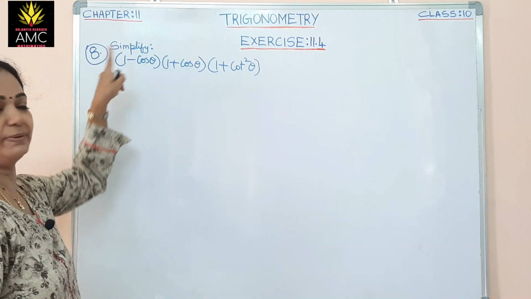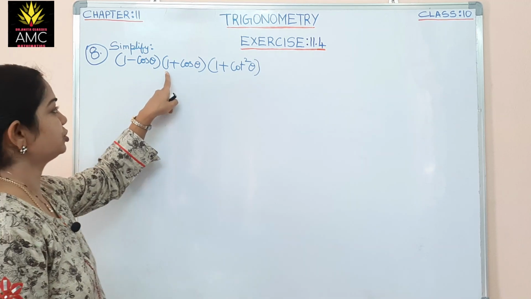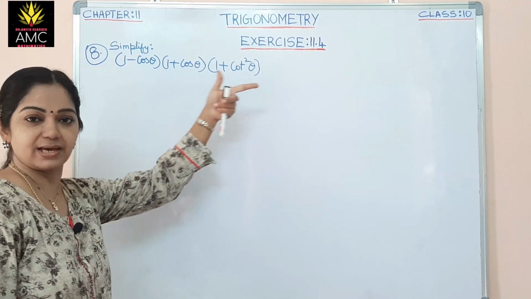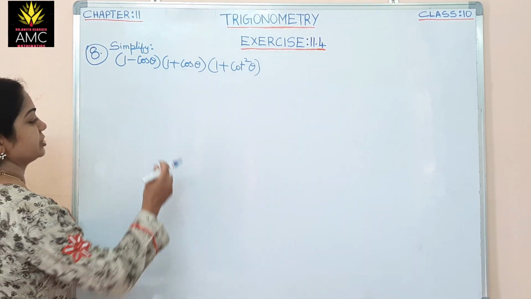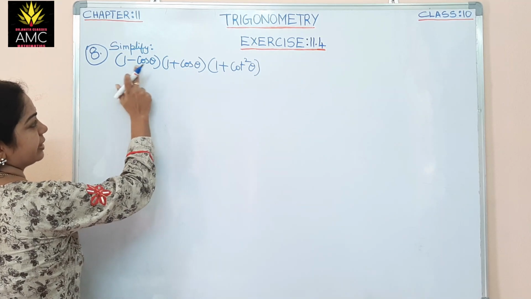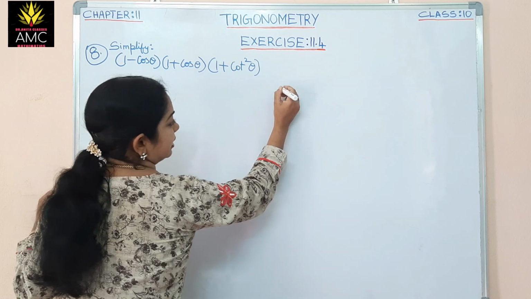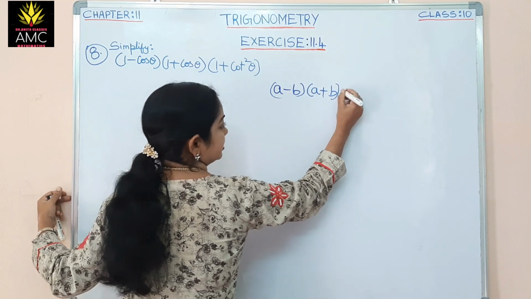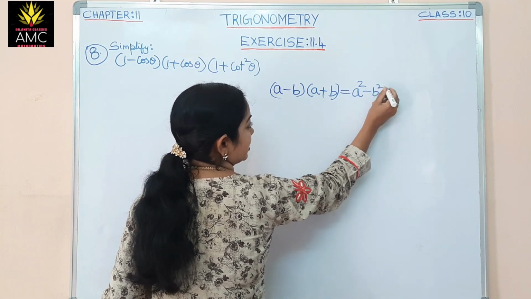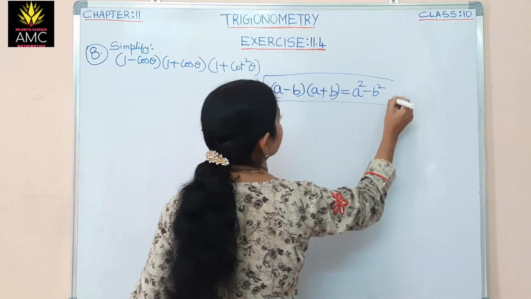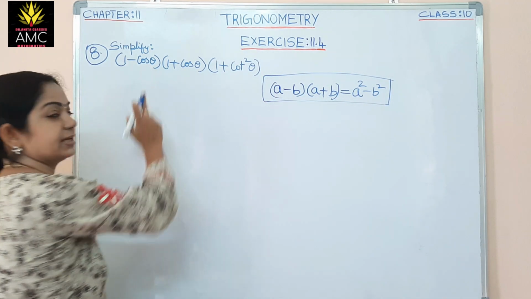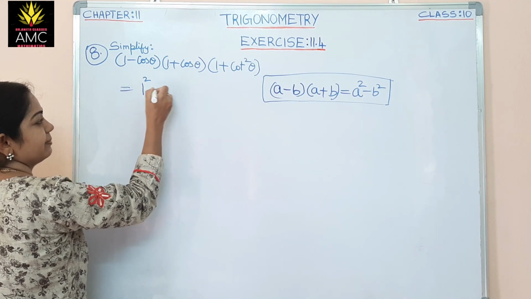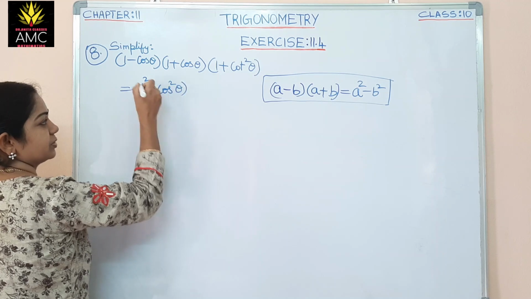The eighth problem: simplify (1 − cos θ)(1 + cos θ)(1 + cot² θ). So there is no LHS RHS given, just simplify this expression. Now here if you see 1 minus cos, 1 plus cos, that is (A − B)(A + B), which is simply equal to A² − B², where we are taking A as 1 and B as cos θ. So I'll apply that. So here it becomes 1² minus cos² θ, A² minus B².